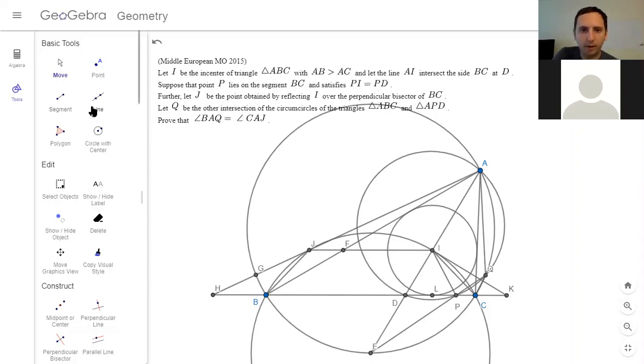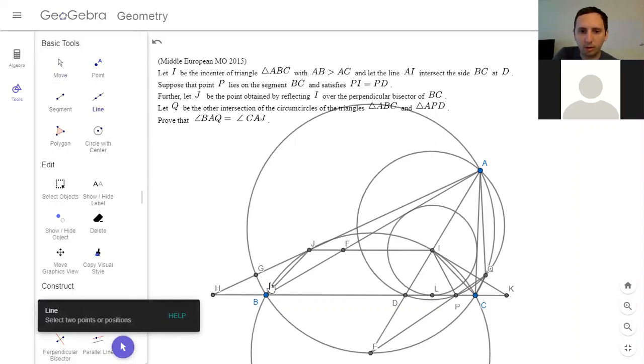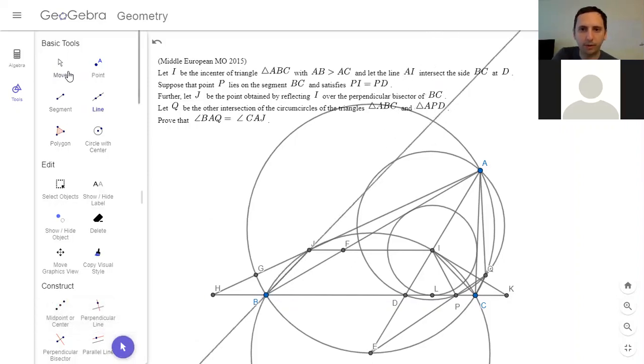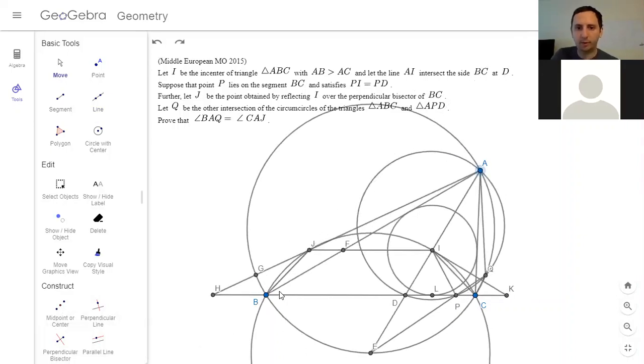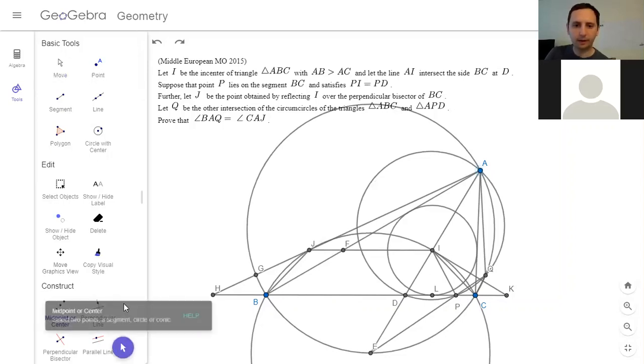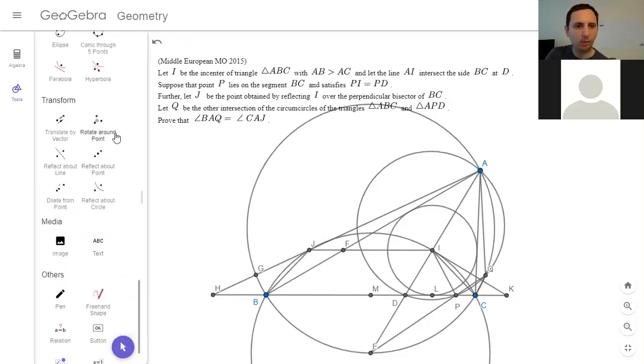Is BJ parallel to? Oh, it's not actually. I don't think BJ is parallel to AE. No, but still, we know BJIP is an isosceles trapezoid. So yeah, IJ is BC minus 2CL. So basically, if we draw the external tangency point here, so if I reflect D over point M, so D prime is where the X circle touches BC, right?